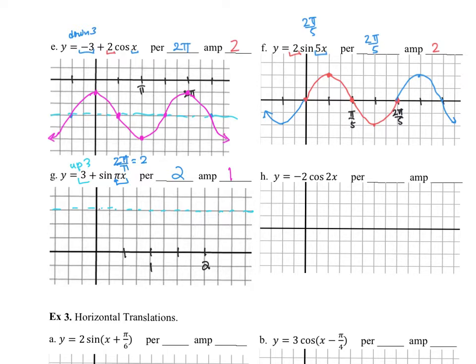Okay, the sine of 0 is 0, but I'm moving up 3, so I'm going to stay on my midline. At pi over 2, I go up 1 from the midline, back to 0, down 1, back to 2. Okay, this looks just like as if this were 3 plus sine x, but the period changed. My x-axis changed. You might be thinking, how can that possibly be the same?